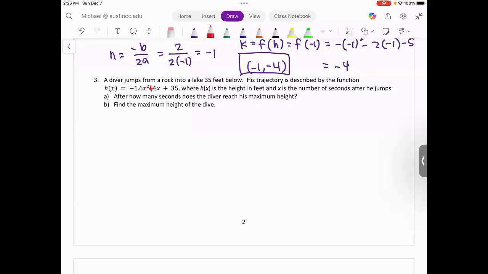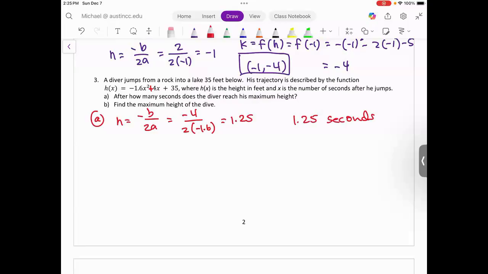So we know by this formula that we have a downward opening parabola. So that maximum height is going to occur at the vertex. After how many seconds? That's finding our x, or our h, for the vertex. So again, we're just going to do our vertex formula. h equals negative b over 2a. So we get negative 4 over 2 times negative 1.6. And we calculate that. We're going to get 1.25. So after 1.25 seconds, he reaches his maximum height.